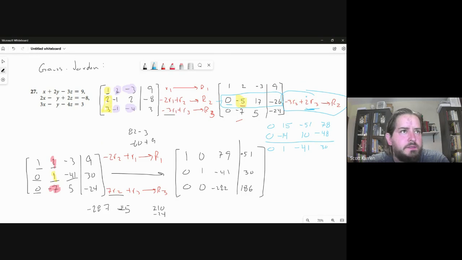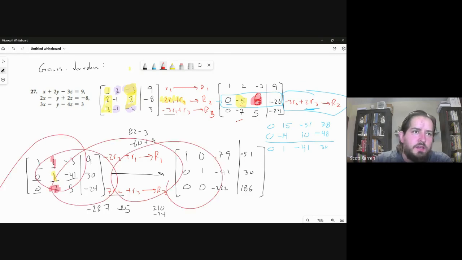Oh, I see it. And unfortunately, it happened all the way back here. So it's right here. If I take negative 2 times row 1 plus row 2, well, negative 2 times negative 3 is a positive 6. And then I add row 2, that number right there should be an 8. And what that unfortunately means is that everything that I've done down here is garbage.